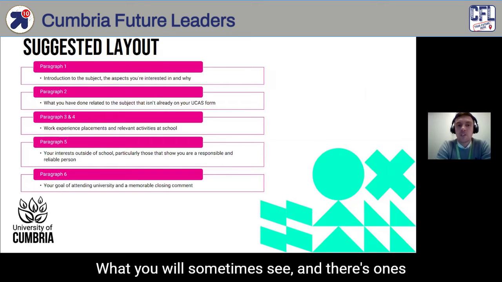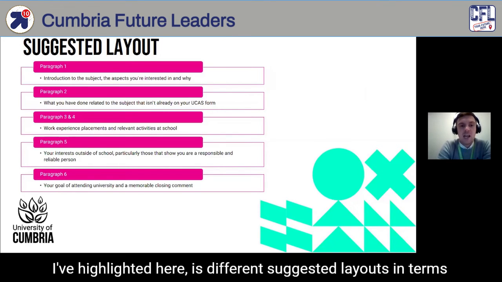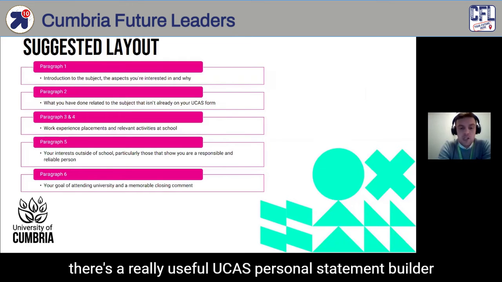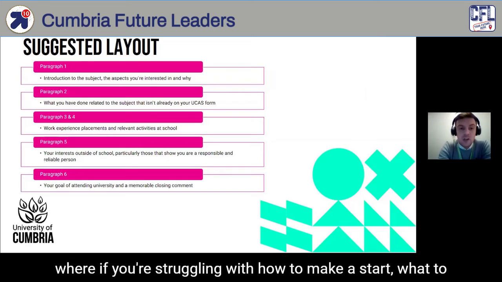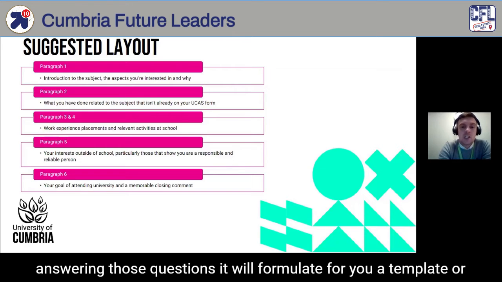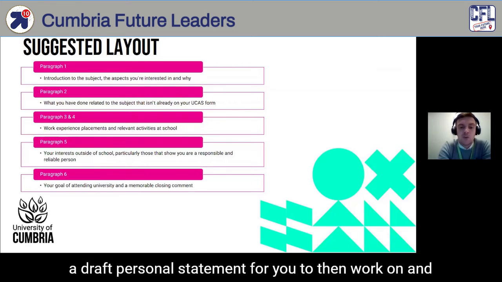What you will sometimes see, and there's one highlighted here, is different suggested layouts in terms of putting together a personal statement. On the UCAS website, there's a really useful UCAS personal statement builder, where if you're struggling with how to make a start, what to include, there's set questions that you can look to answer. And as you're answering those questions, it will formulate for you a template, a draft personal statement for you to then work on and work around.